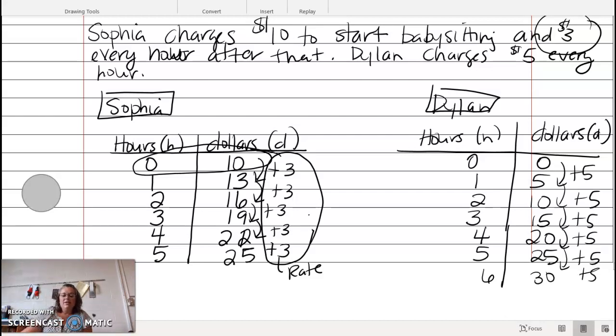Okay, so we can see at 5 hours, both people get the same amount of money, but in any hour before that, Sophia's probably getting more money. After that, it looks like Dylan's getting more money. So 6 hours here would be 28. Yep. Okay. All right, so let's look at some information for them.